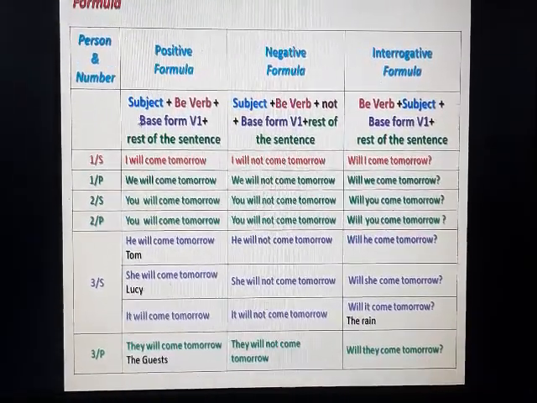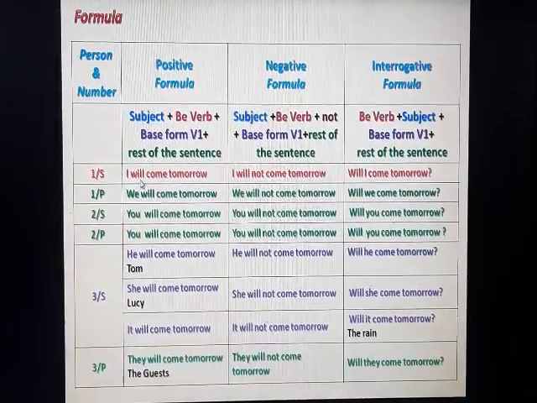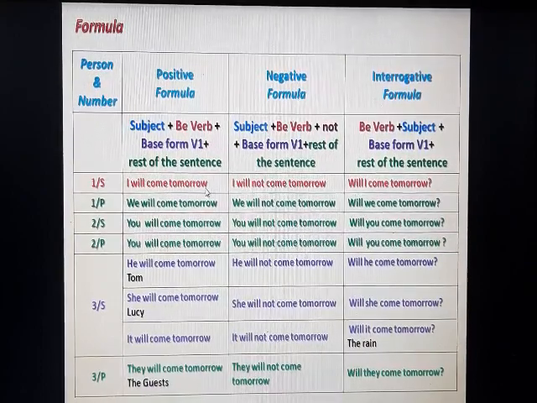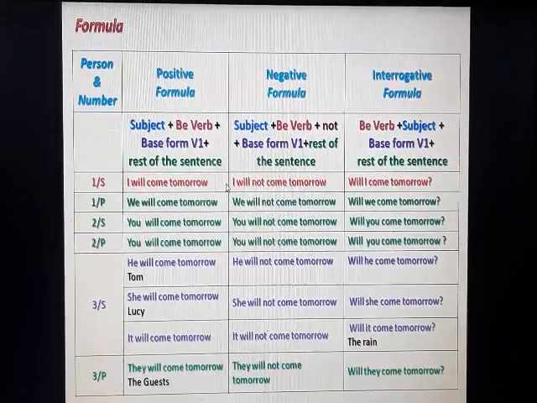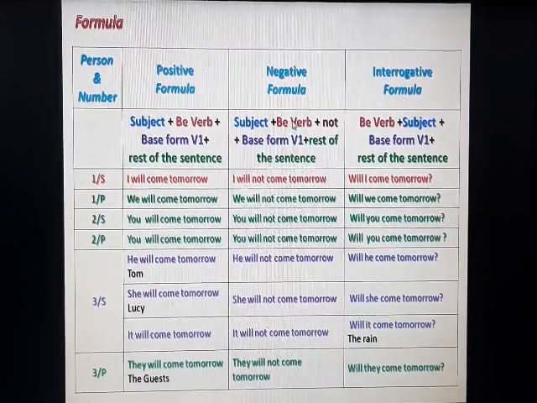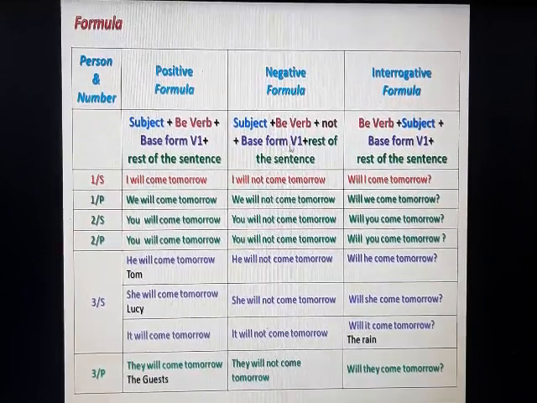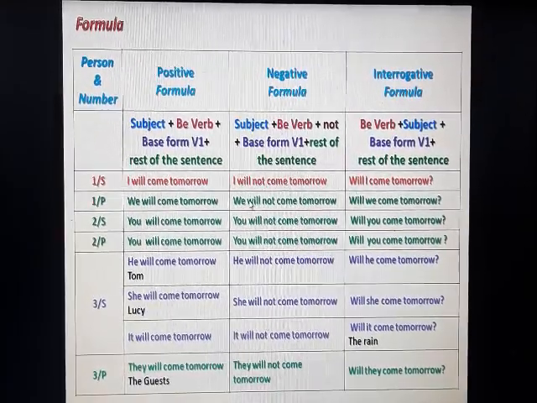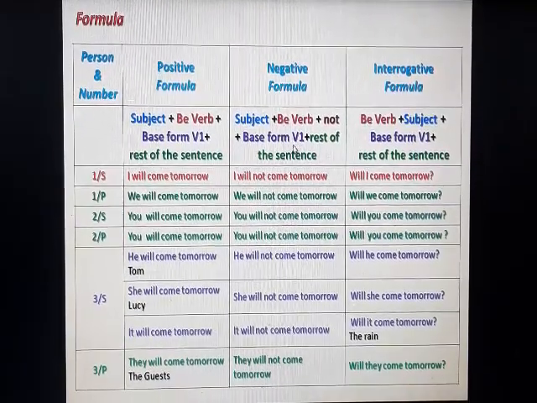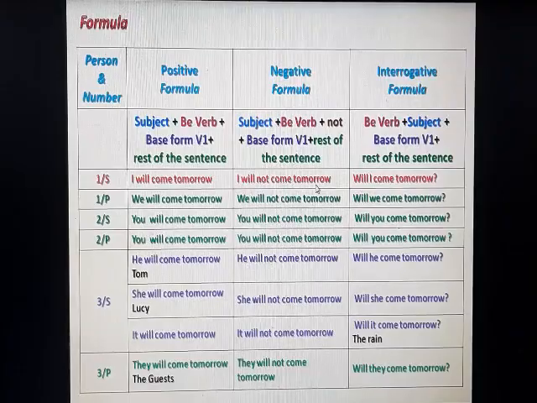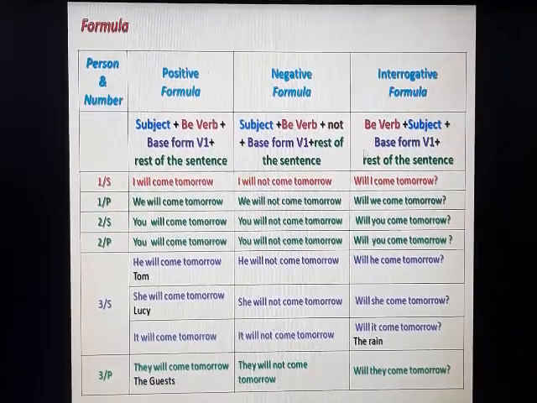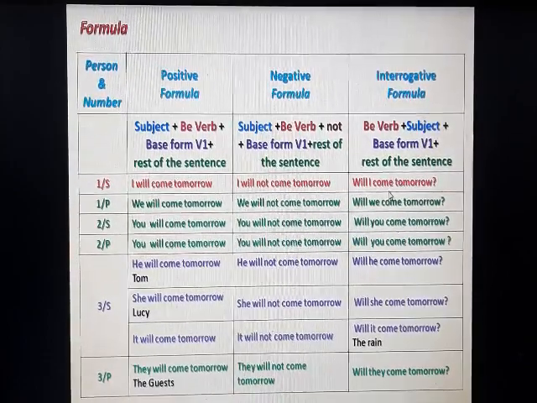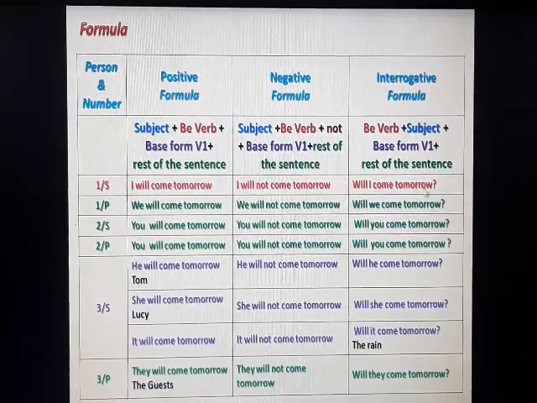So in the first person singular, I is the subject, will is the be verb, come is the present tense form of verb, tomorrow is the rest of the sentence. So I will come tomorrow. In the negative form, the formula is subject plus be verb plus not plus base form V1 plus rest of the sentence. So I is the subject, will is the be verb, not is the negation, the present tense form of verb is come, tomorrow. I will not come tomorrow. In the interrogative, it is be verb, will, subject is I, present tense form of verb is come, rest of the sentence is tomorrow. So will I come tomorrow?